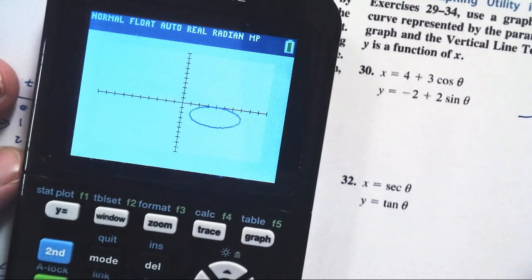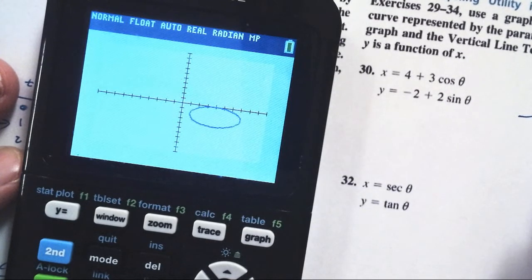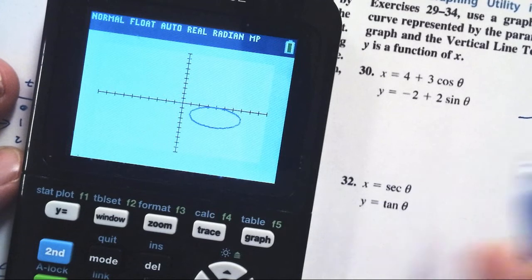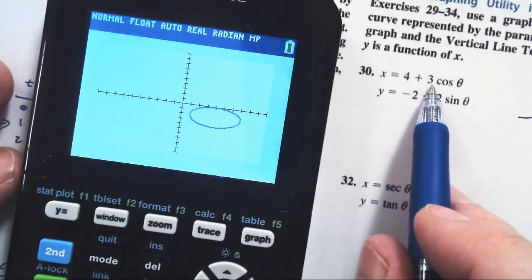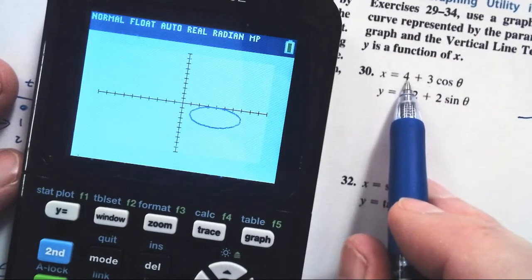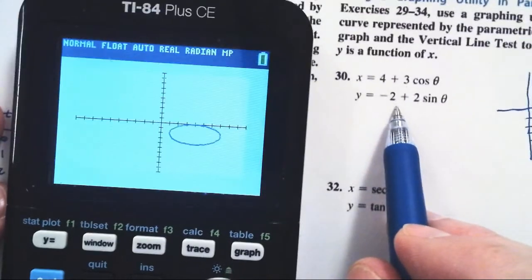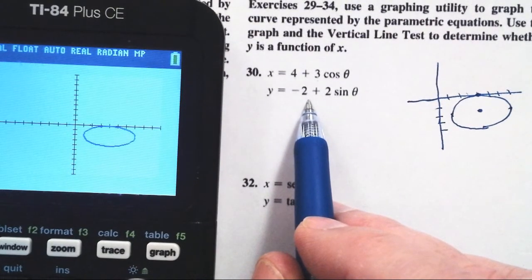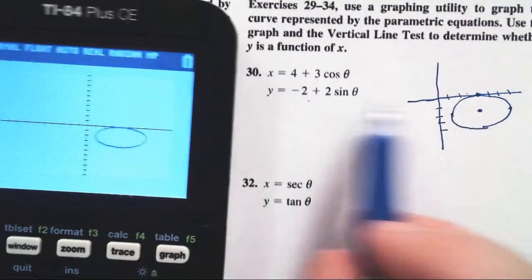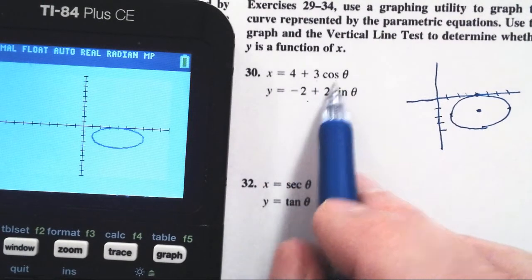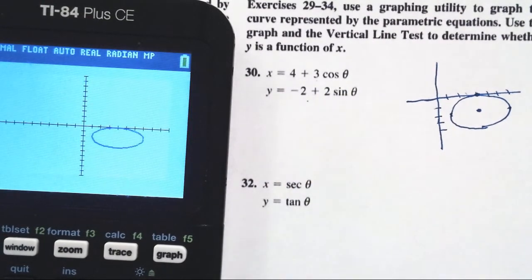And I'd like to suggest that that would make this very predictable, what's going on here. We went to the right 3, left 3. We went up 2, down 2. We went to the center at 4, negative 2. That's a pretty darn good way. Sorry about that, I didn't have that centered. But you can see it on the graph here. That's a pretty darn efficient way to write equations of ellipses.